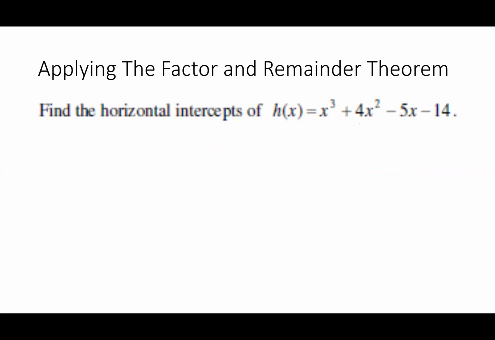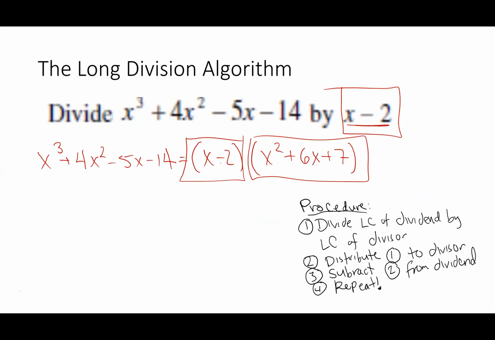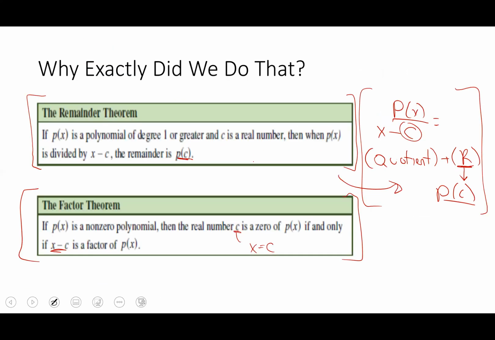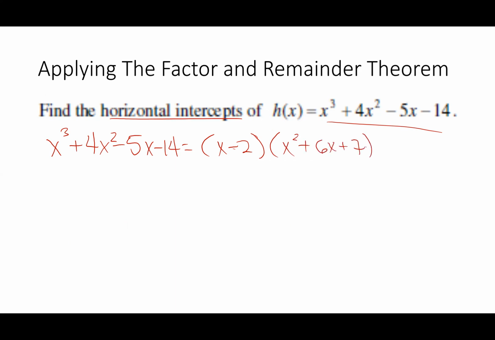So now, what is the point of any of this? From the previous slide, what we found was, now I'm asked to find the horizontal intercepts of this polynomial. Well, as we saw before, this polynomial had a factor of x minus 2. Now, how did we know that? Well, we're just going to go ahead and assume that we know that from the previous slide. And so what I know is x minus 2 is absolutely a factor of this thing. And if I were to factor it out, then this is what I'd have.